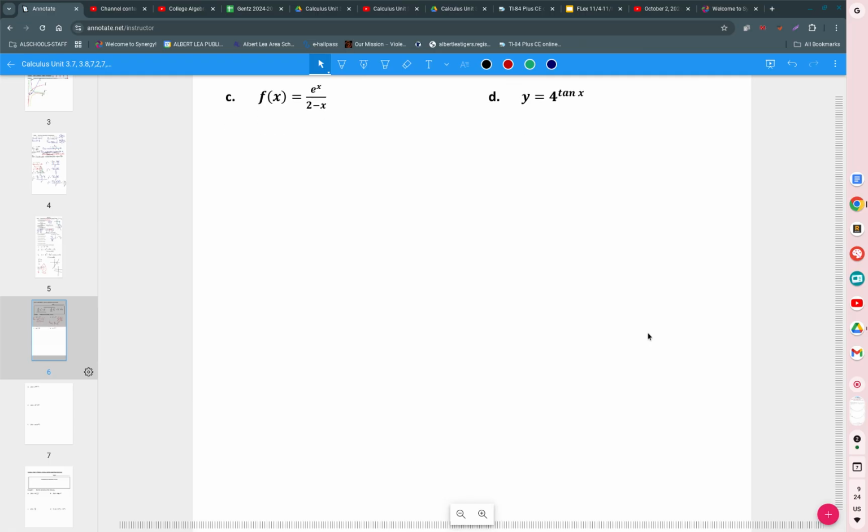How about this one? Letter C. Let's do the quotient rule. Derivative of the top is e to the x times 2 minus x, minus the derivative of the bottom. So it will be then plus, times the top, over the bottom squared.